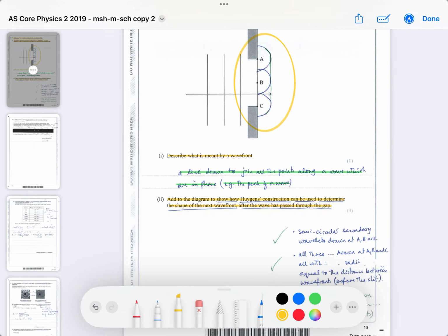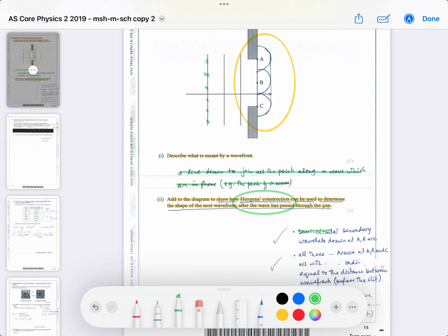Well, what you've got to do to understand Huygens construction is to understand that every point along a wavefront can be, so say we take this wavefront, the first one here, every point along this wavefront can be considered to be a point source of secondary wavelets. Okay, and a wavelet is a little wave.